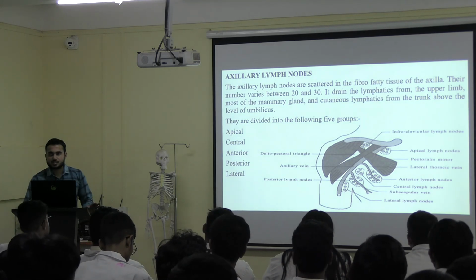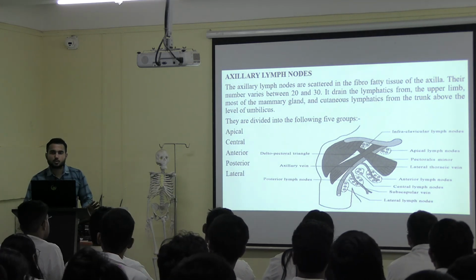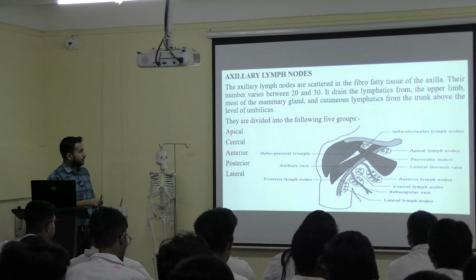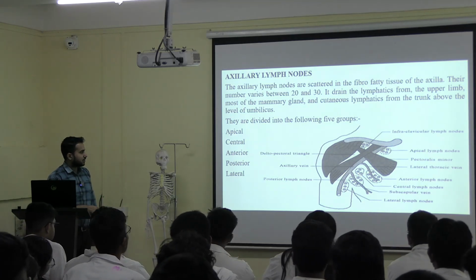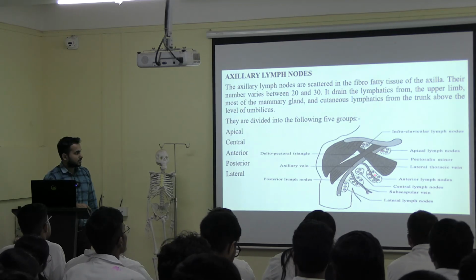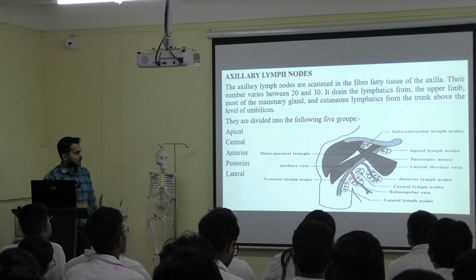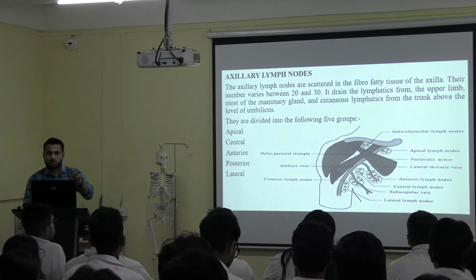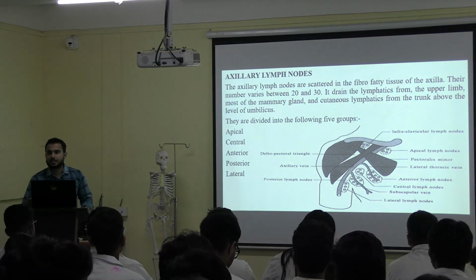Now how are they arranged? They are arranged in 5 different groups, as you can see in the diagram: apical, central, anterior, posterior and lateral. See, this is the apical, this is the anterior, this is the central, this is the posterior and this is the lateral. So this is how the lymph nodes are arranged.